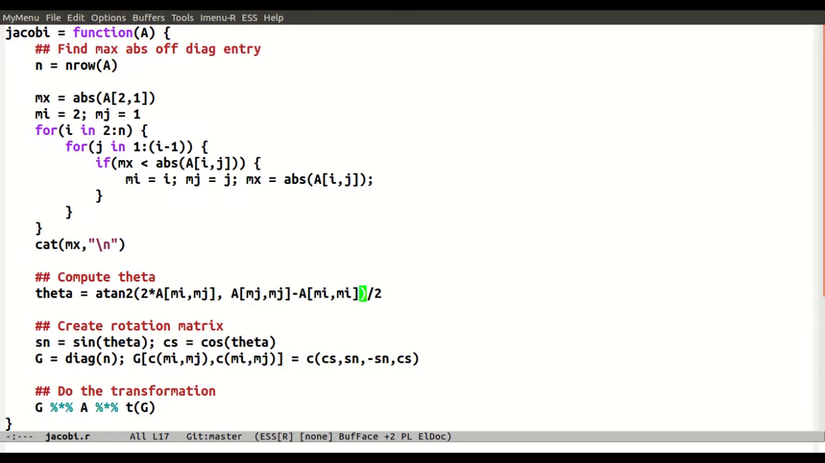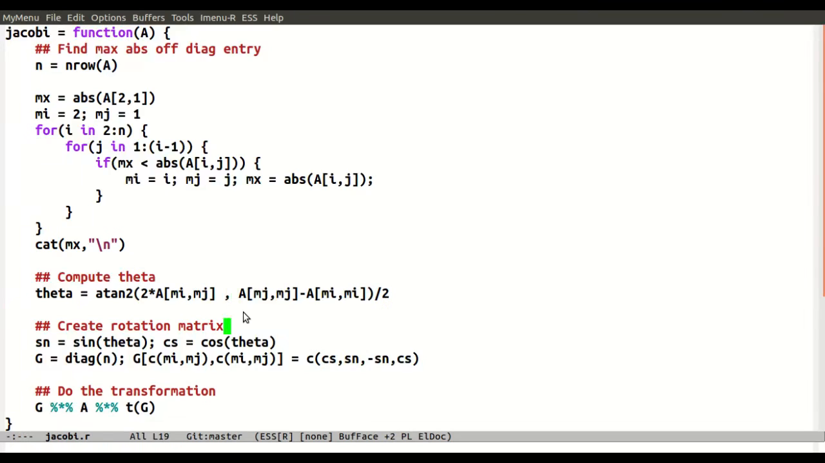Atan will not be able to handle that because it takes only one argument, and if I pass the argument like this, the moment this denominator becomes 0, this will become infinity and there will be problems. So atan2 instead will take the numerator and the denominator as separate arguments, and will give the correct result. So I have theta.